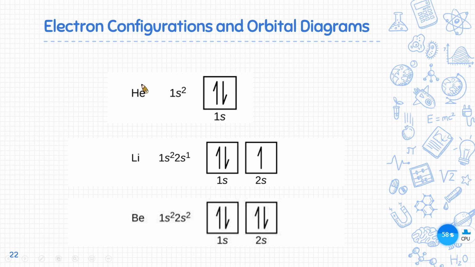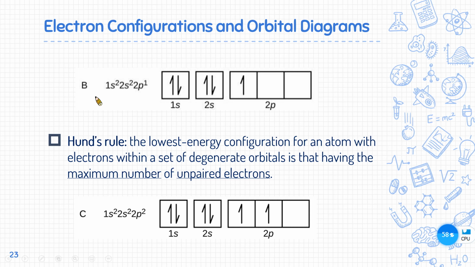Here are some more examples. Helium, the atomic number is 2. There are 2 electrons here, and lithium 3 electrons here. Beryllium has 4 electrons here. Boron here has 5 electrons, and here is following Hund's rule.